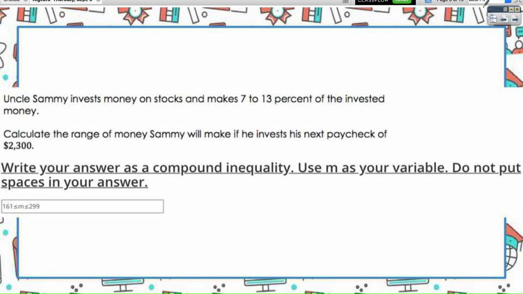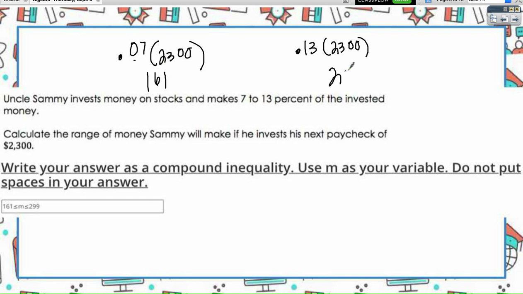So really I'm just saying what is 7% of 2,300, so I can find that by doing 0.07 times 2,300. And then I'm going to find out what 13% is by 0.13 times 2,300. Remember, when you have a percent and you're going back to a decimal, it moves 2 places to the left. So when I calculate those, that's going to give me 161, 299. His money could be greater than or equal to 161 and less than or equal to 299.